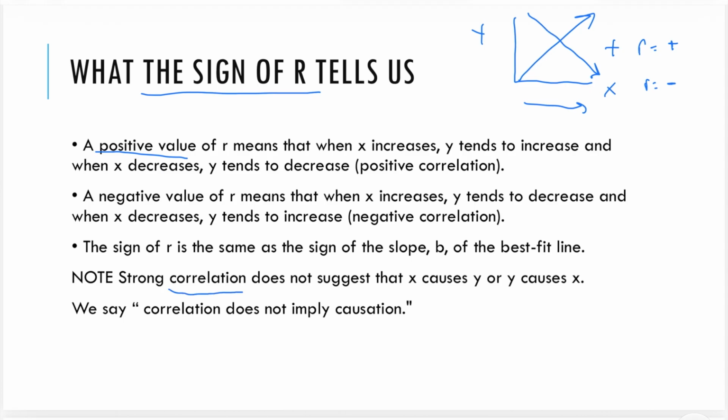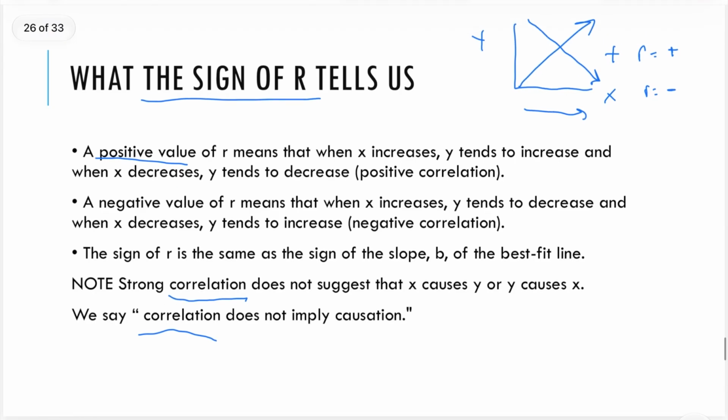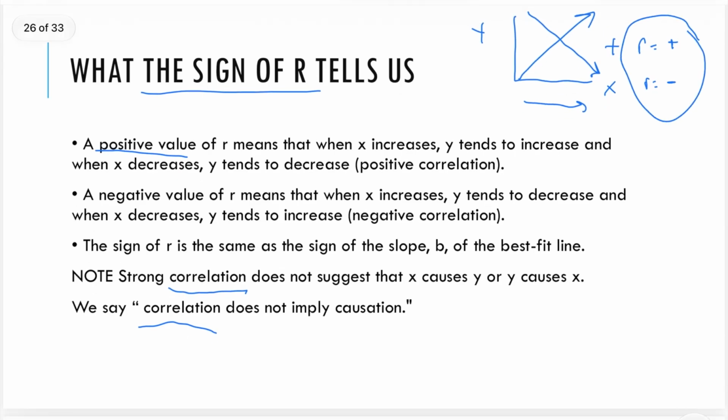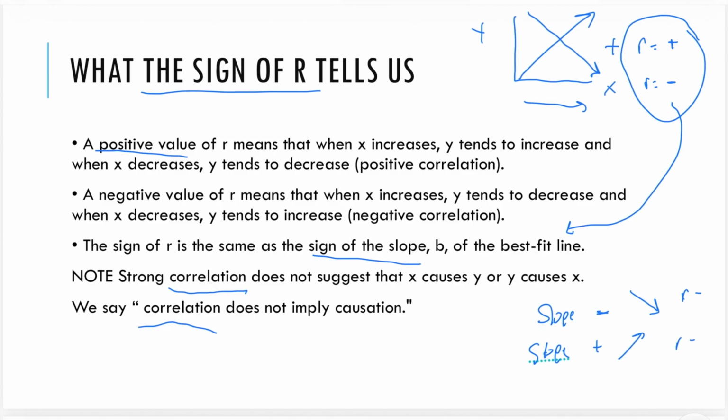It doesn't suggest a cause. It just gives the correlation. Now, interestingly enough, your R is going to be the same sign as your slope. So if your slope is negative, it's going to go down. Slope positive, it will go up. And your R will be negative, R will be positive.